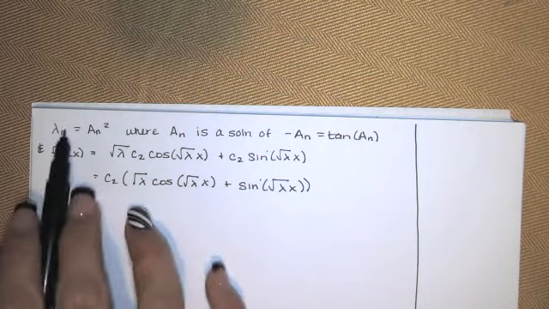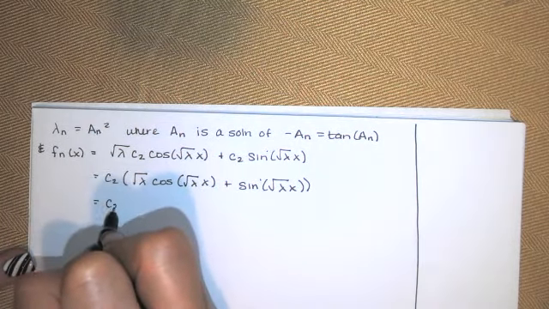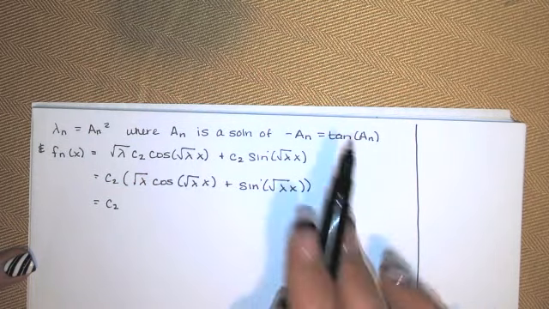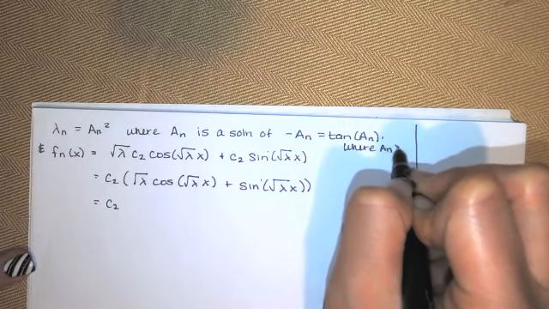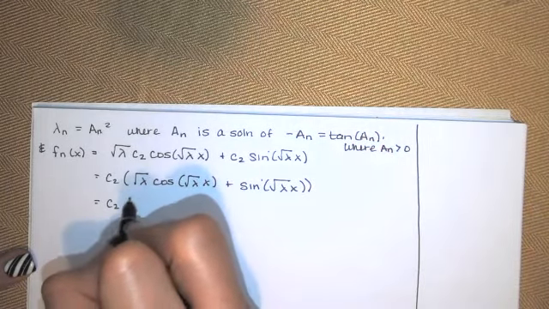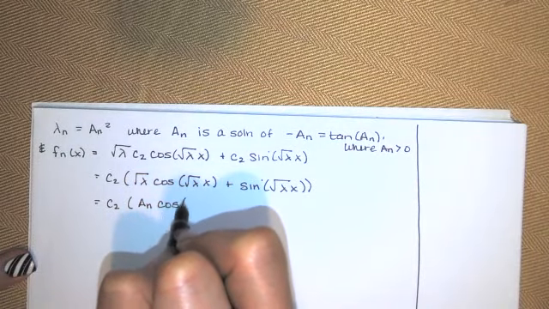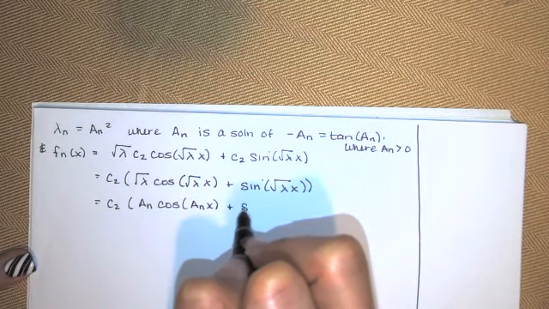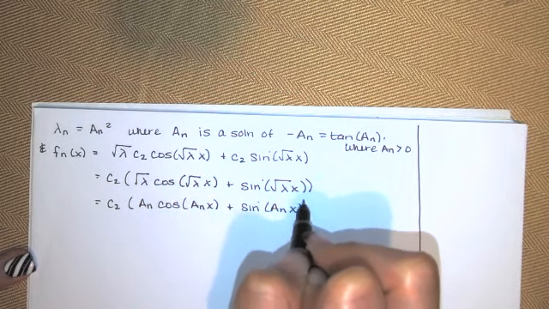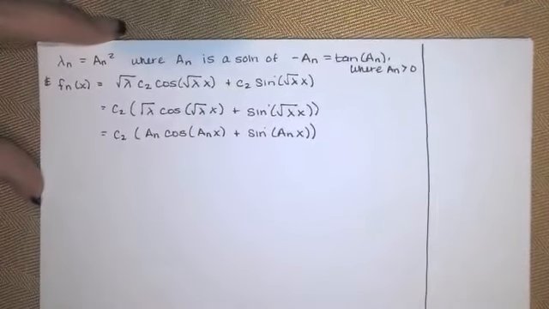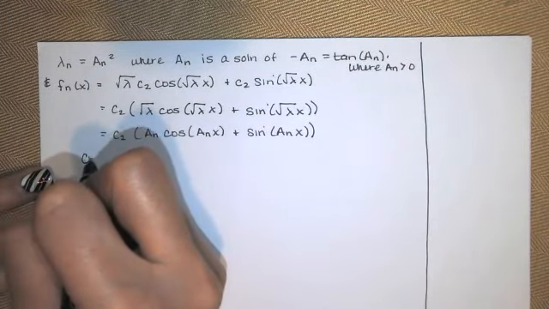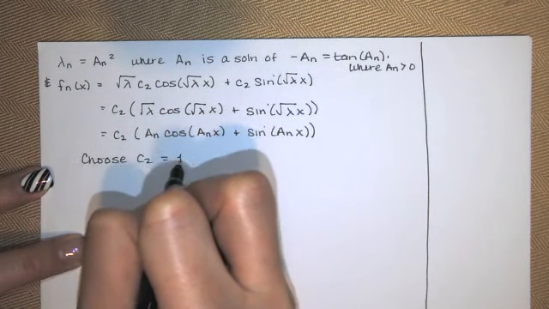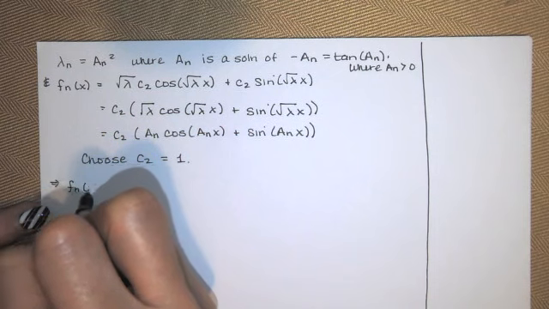And then we want to replace our lambdas with these a sub n squared. Now a sub n are solutions of this. And I guess we should state where a sub n is greater than 0. In that case, the square root of lambda is just a sub n. So those are our f sub n, our eigenfunctions. And you might not want this c2 here. It's really not necessary. So we would typically choose for that constant to be equal to 1, and then we'd have our eigenfunctions.